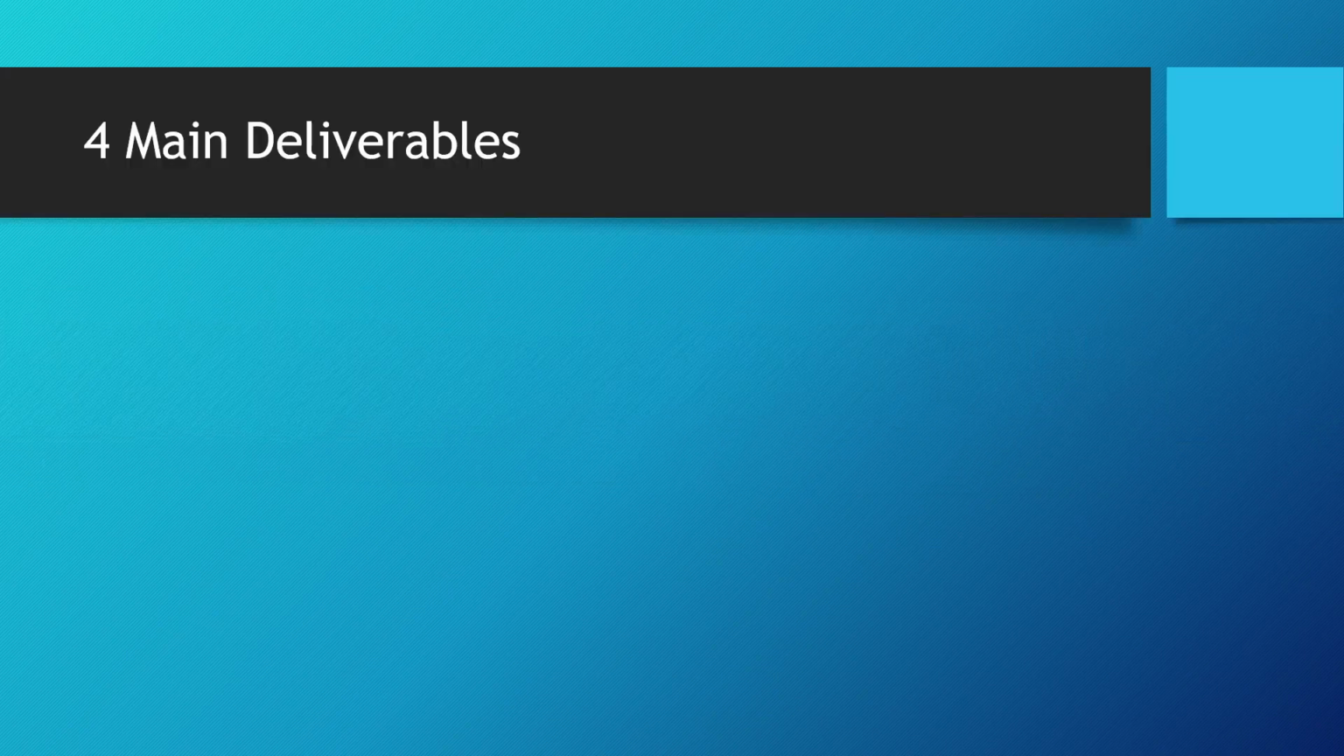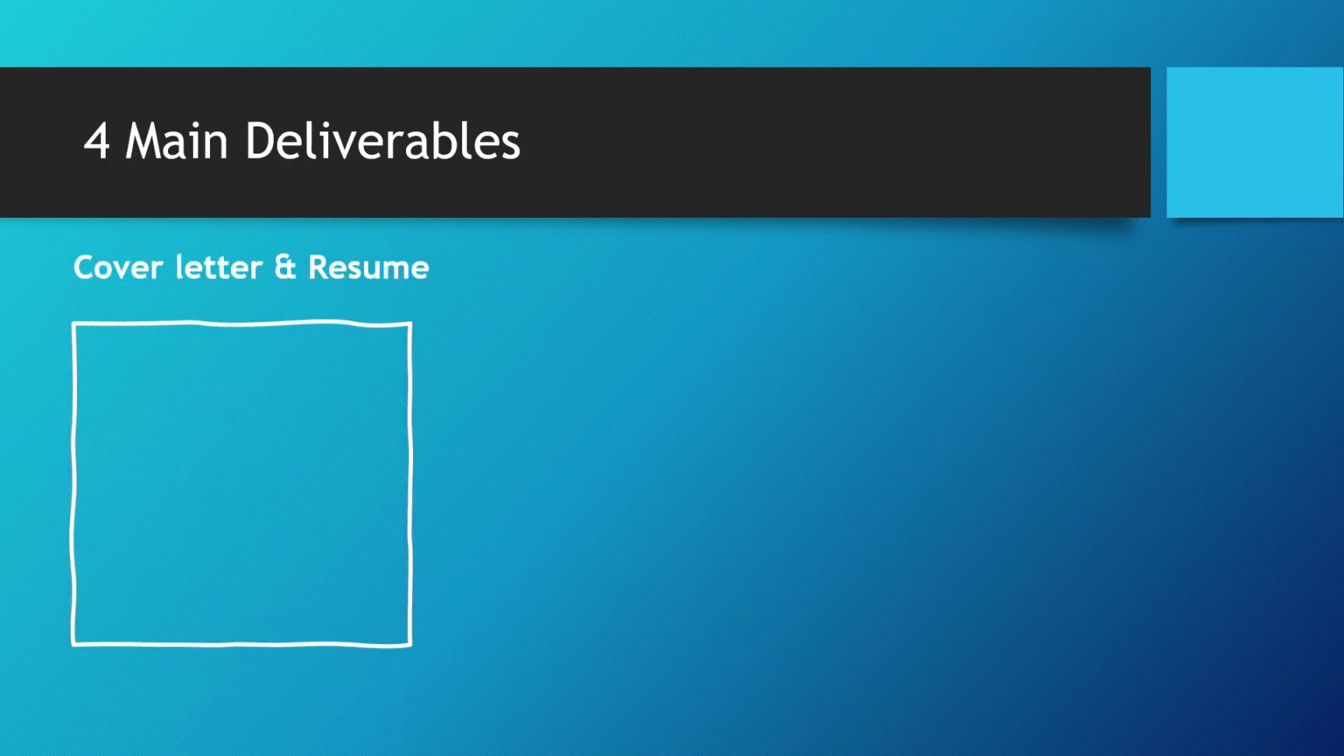There are 4 main deliverables for this unit, and that is a lot. That's why we spend 3 weeks in it, and the due dates are actually staggered so that everything's not kind of building up toward the end. You're turning part of the assignment in at the end of week 2, and then the rest of it at the end of week 3. So those 4 main deliverables are the cover letter and resume.